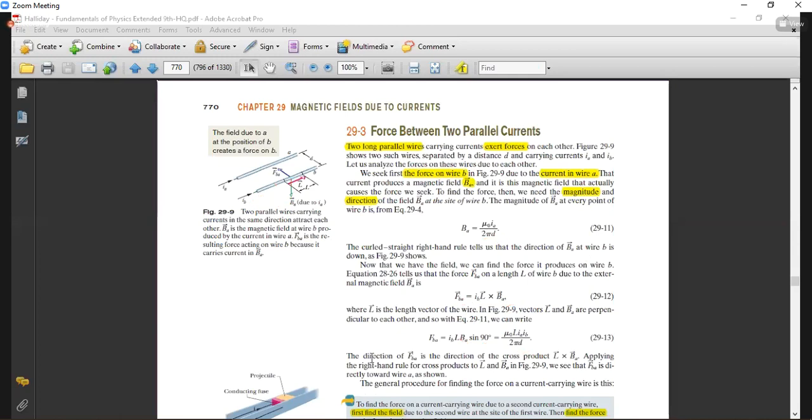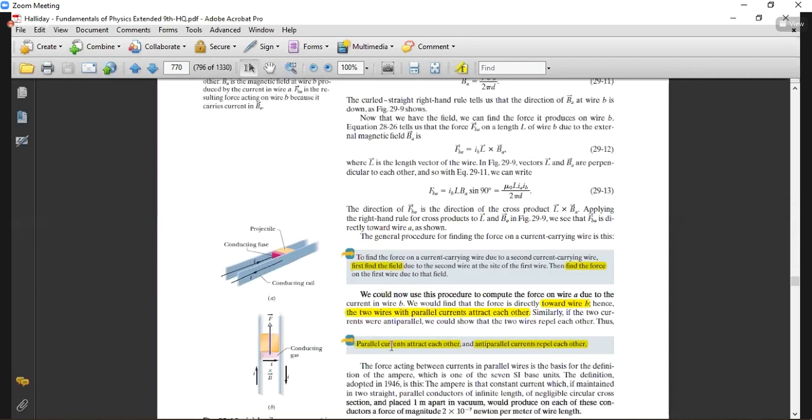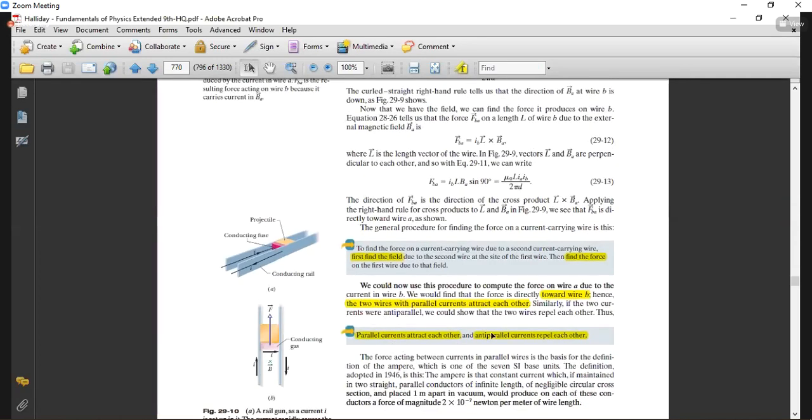They have also mentioned in the highlighted region that parallel currents attract each other while anti-parallel currents repel each other. So where we can utilize this is, recently, I don't know how much you follow military news or something like that, Navy or something. Rail guns. Have you ever come across this word, rail guns? No, sir.